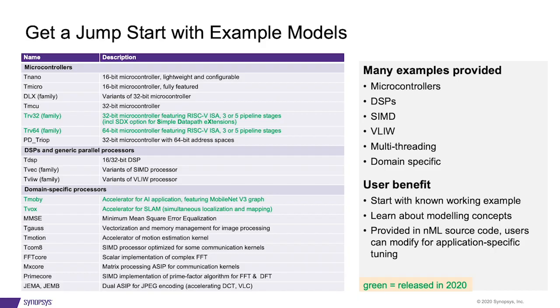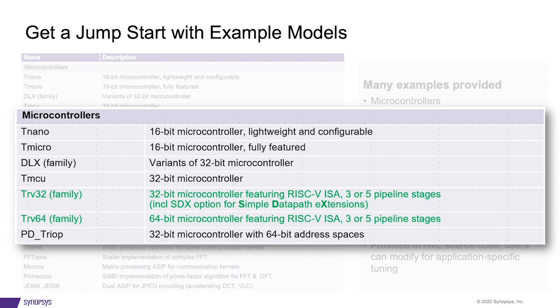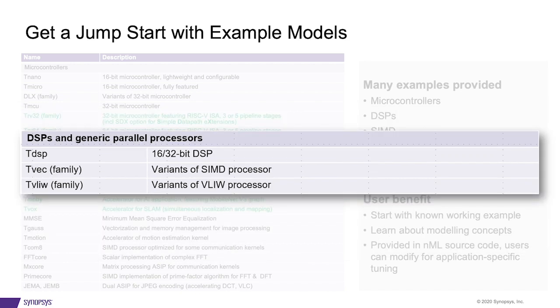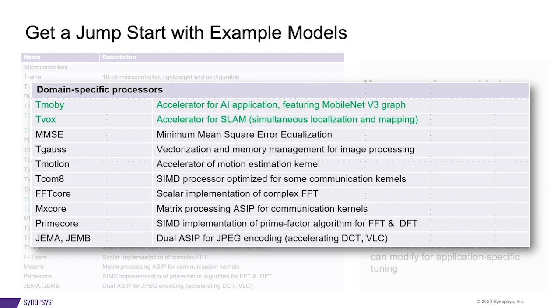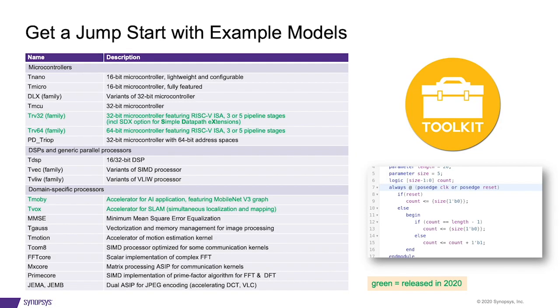Of course, ASIP Designer comes with a wide range of example processors written in NML and provided in source code. These include microcontrollers, including various RISC-V ISA models for both 32-bit and 64-bit, but also vector processors in VLIW architectures, as well as highly specialized application-optimized cores. For all of these, you can generate the SDK and the RTL right away. They serve as a modeling reference as well as a starting point for your own design. We will cover these example models in some more detail in a separate video.